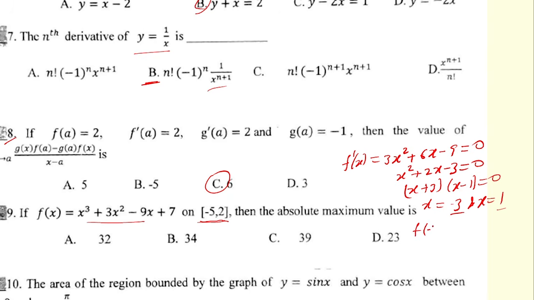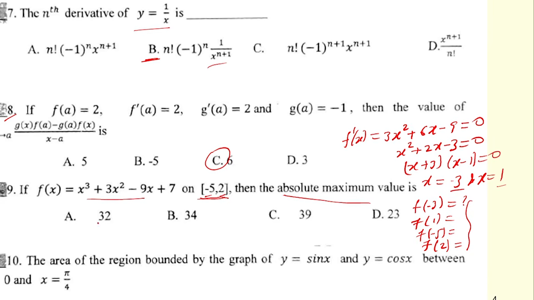F of minus 3, find this, f of 1, and the boundaries, the end points of the interval, f of minus 5 and f of 2. Now from this, the maximum value is the absolute maximum. So I left this for you to complete.